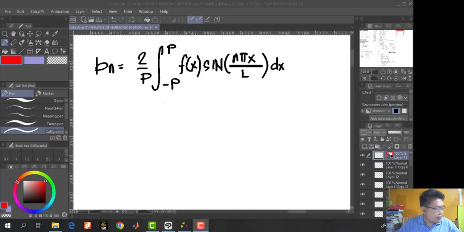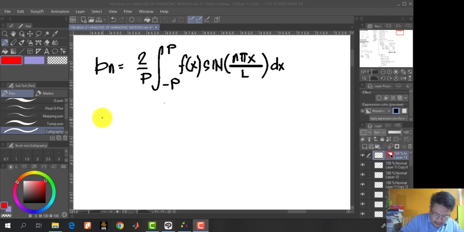And next, we're going to find the value of b sub n. Now, we have here the equation for b sub n. That will be 2 over your period, integrating from negative p, that is also the period, to pi, and multiplied by the function of x. That will be multiplied by the sine of the number of terms n, pi x divided by L, dx.